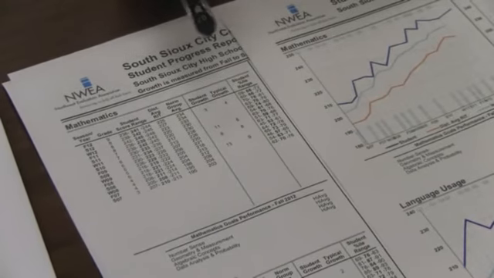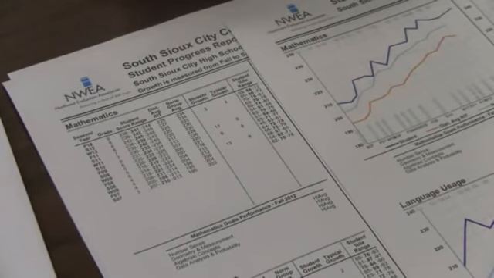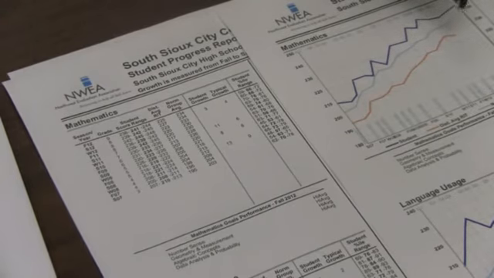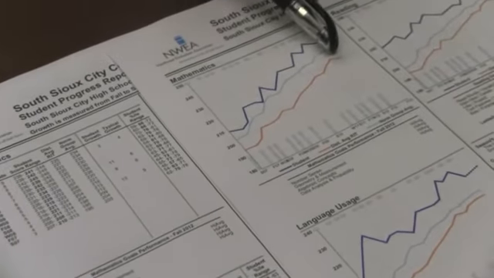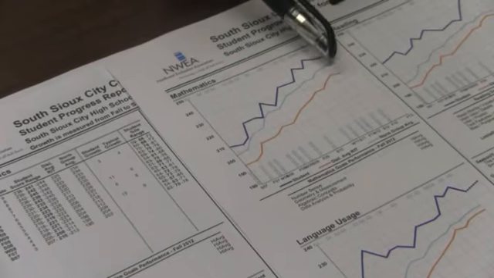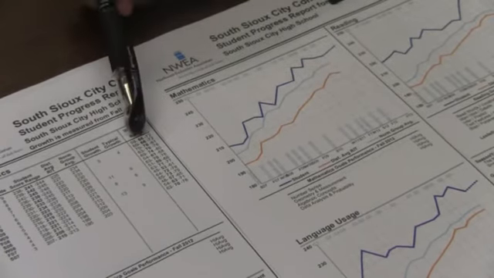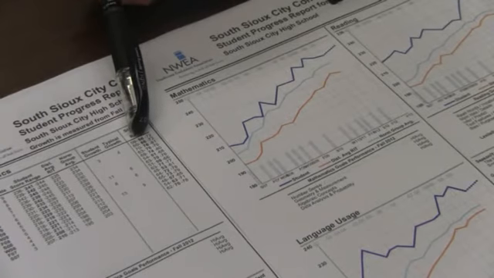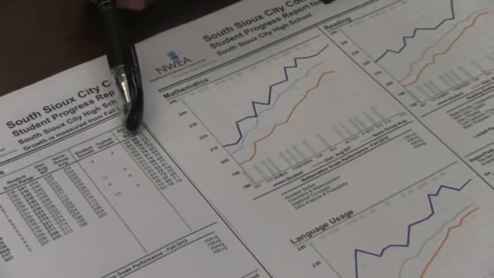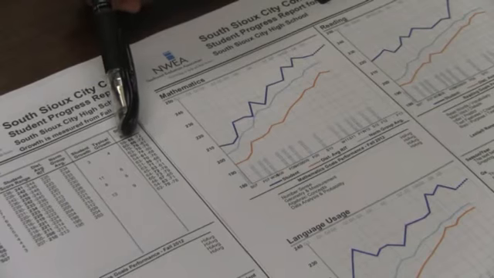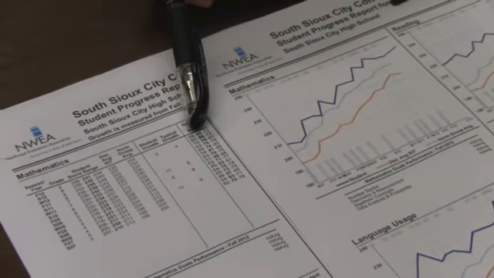There are two points of comparison on the MAP assessments. We get a district average, which is shown on our graph in the orange line. And we get the national average, which is shown in the blue line. Also, the percentile rank is based on a national average. It's not a district average. So nationally, she is certainly competitive.